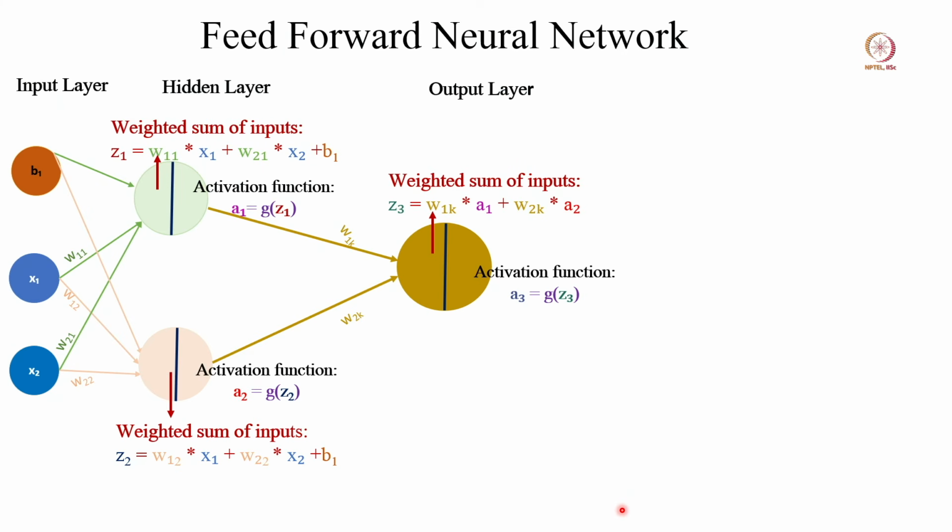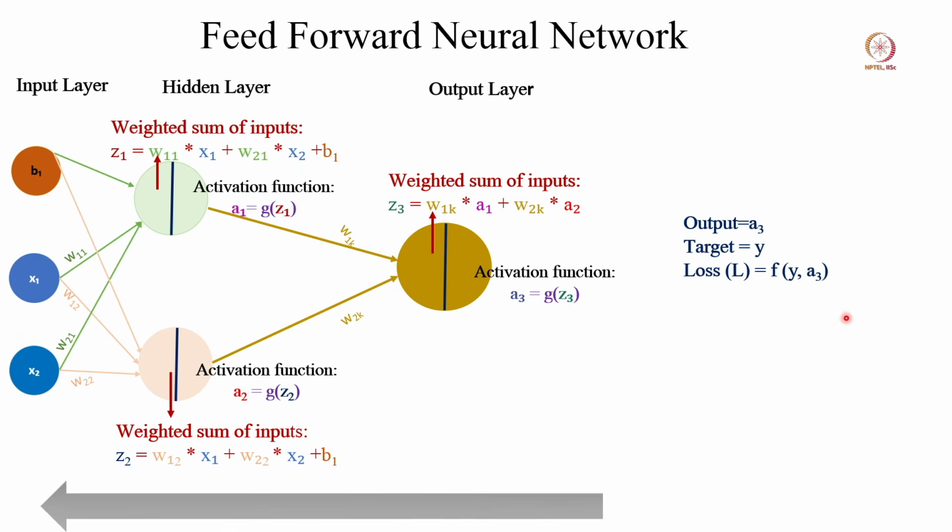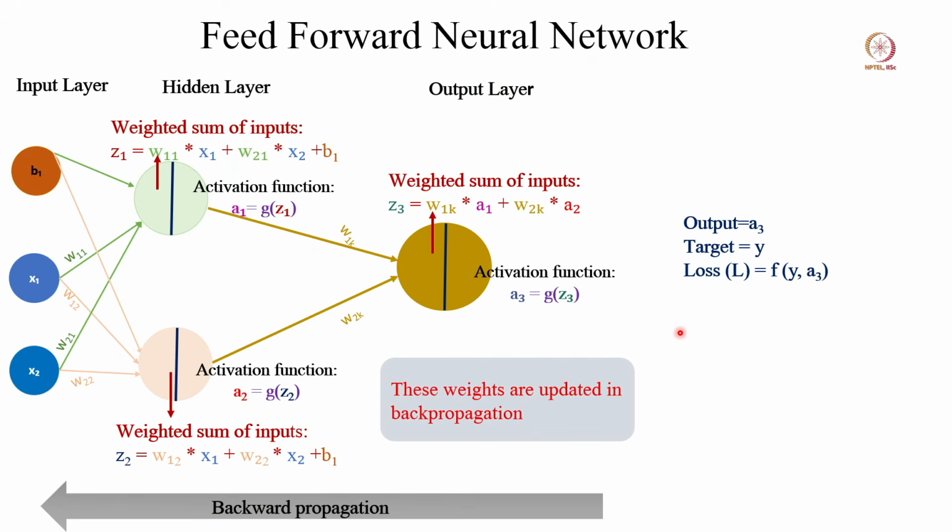Now, coming back to how to reduce the loss. So, as I was telling, we have the input layer, hidden layer, output layer, and the loss at the output is a function of your target value and A3, which is the model's output. Now, if we see, this loss is a function of your output A3.